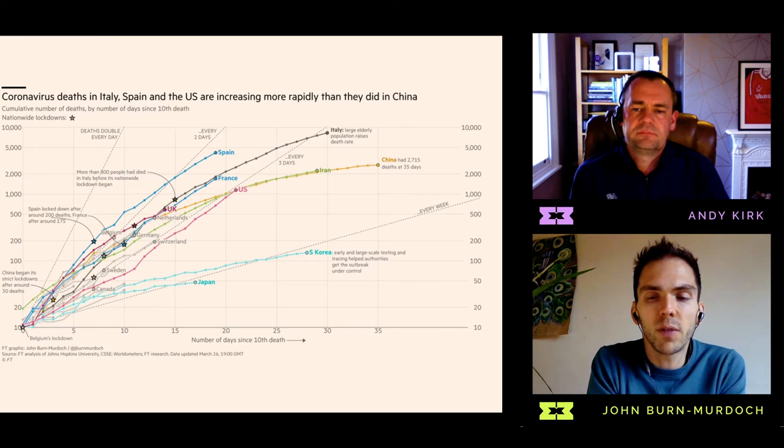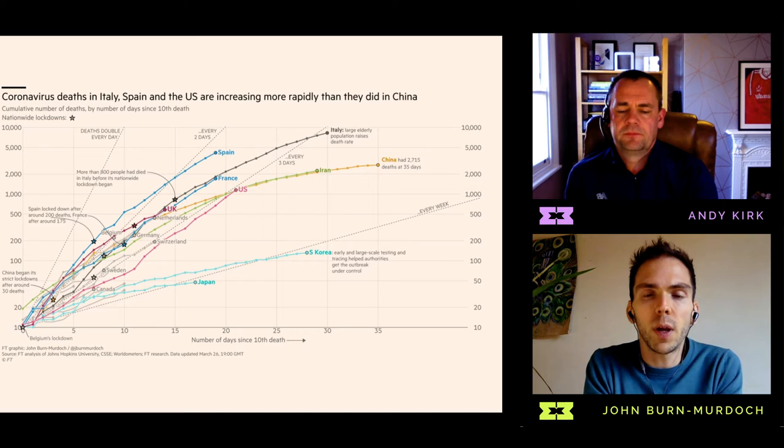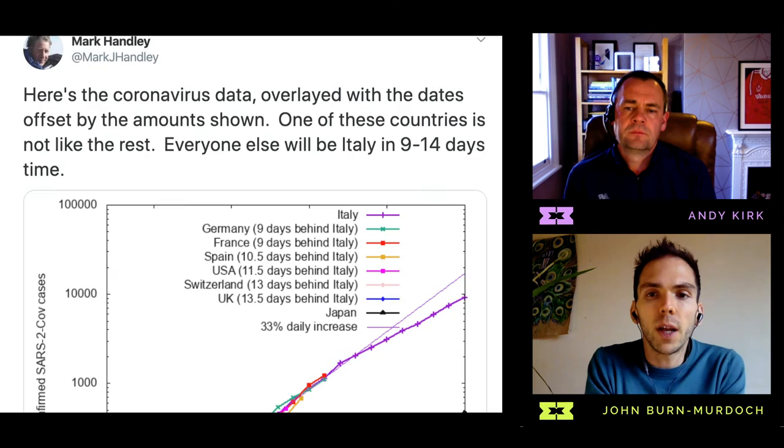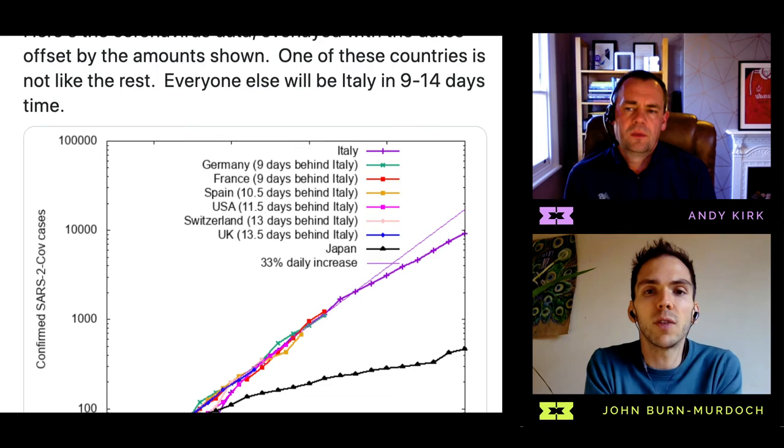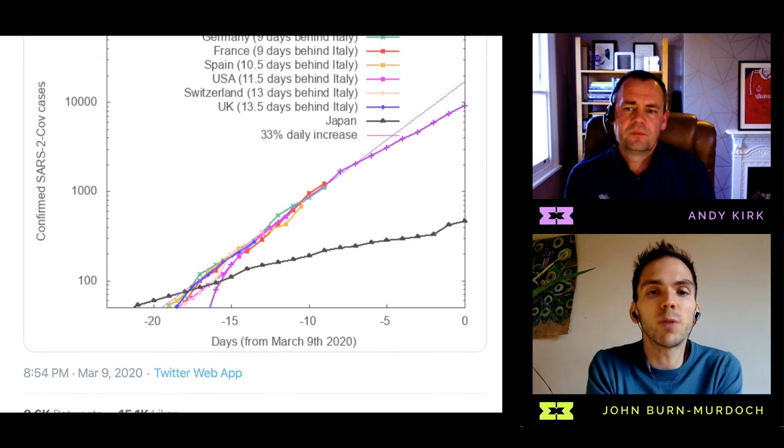So there are three examples to flag up there. I think the first chart that I saw was at the start of early March, when things got to Italy and Italy started looking bad, and we really saw some of these charts starting to do the rounds. One of the ones I was influenced by initially was by someone called Mark Handley, who's a professor at UCL. He produced a chart which was still these cumulative lines. It had a log scale for the y-axis, looking at number of cases, and the x-axis was the number of days that each country was behind Italy, which I think was an interesting way of showing it.